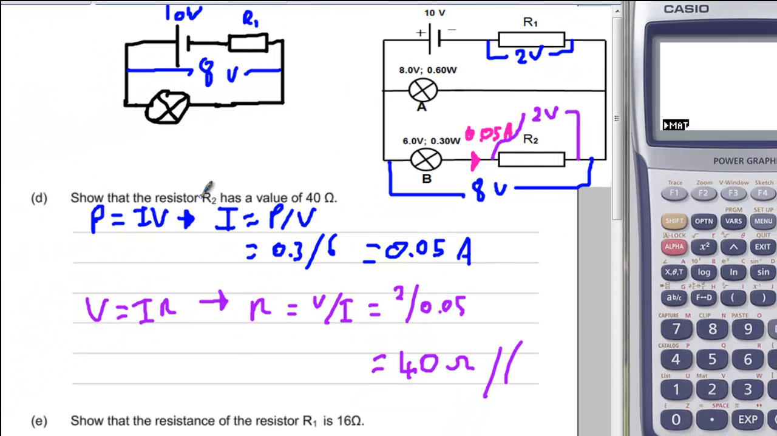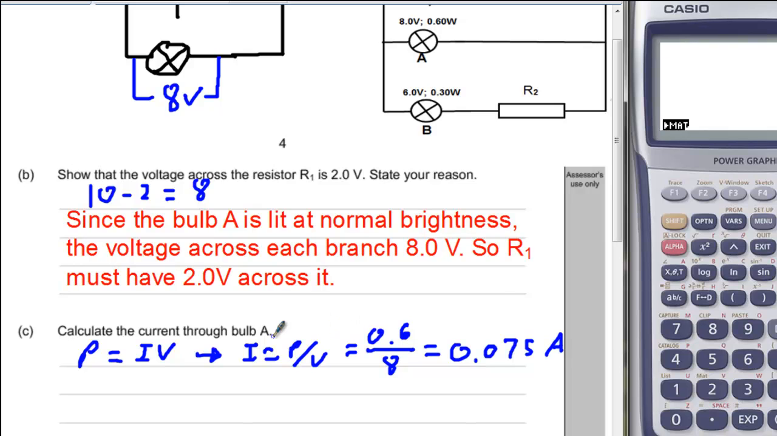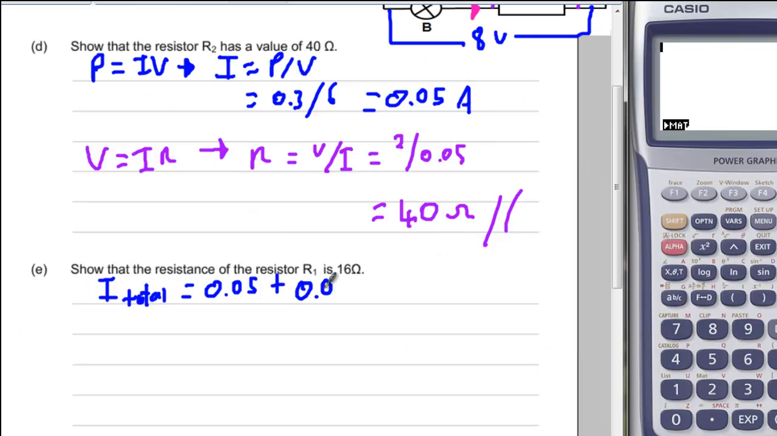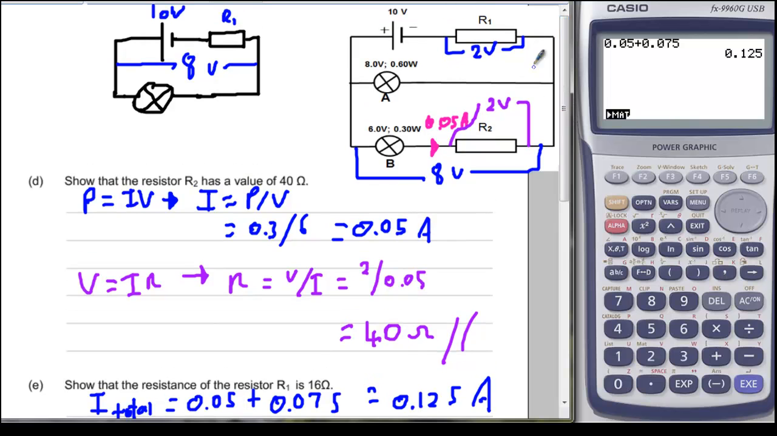So if we look at our answer to D, we see that the current going through R2 is 0.05 amps. So the total current is going to be 0.05 amps plus our answer to C, which says that the current going through bulb A is 0.075 amps. Chuck that in the calculator. 0.05 plus 0.075 gives us a current of 0.125 amperes.